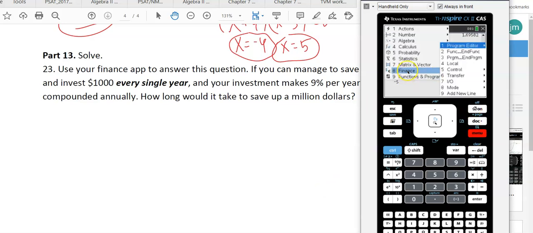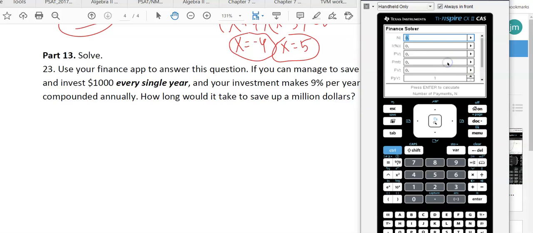Okay, so finance solver, always start with percent. That's 9. Present value is 0. We're just making a payment every year. Negative 1,000 because I'm paying it out. Don't make your payment and your future value positive. You get an error message every time. You want $1 million once a year. N is, I think, what we're solving for. How long will it take? This is in years because N is 1.